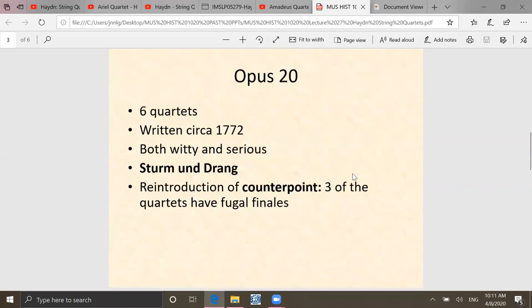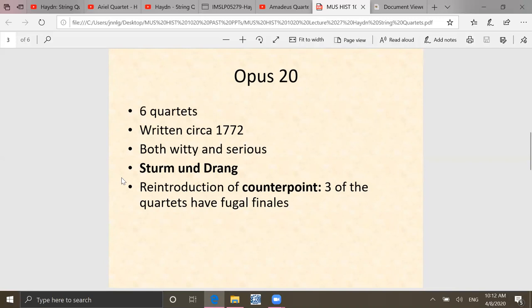So we're looking at Opus 20 first, written circa 1772. It's comprised of six quartets. We'll be listening to a movement from number 5 shortly here. So these quartets, they're both witty and serious, and honestly, that's a lot of works by Haydn. I always feel like Haydn is making musical jokes sometimes, and it's hard to pinpoint how that exactly sounds or operates, but you know it when you hear it.